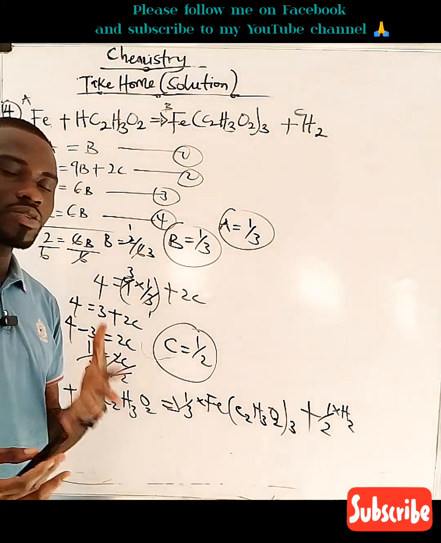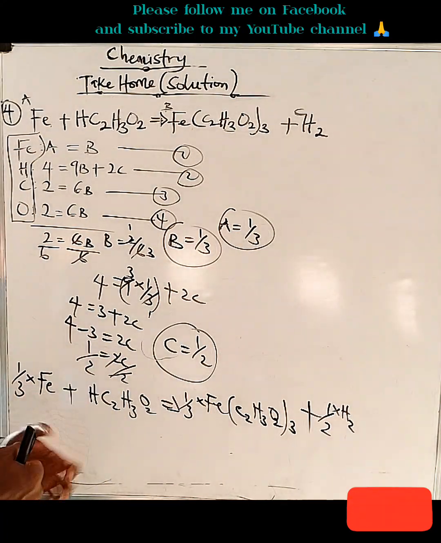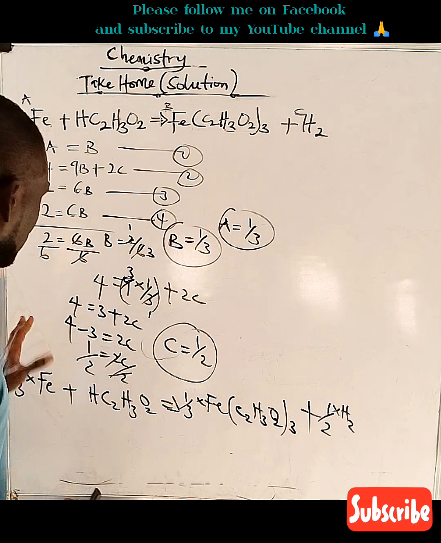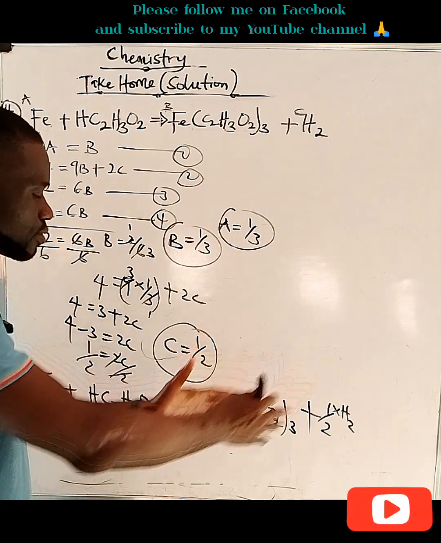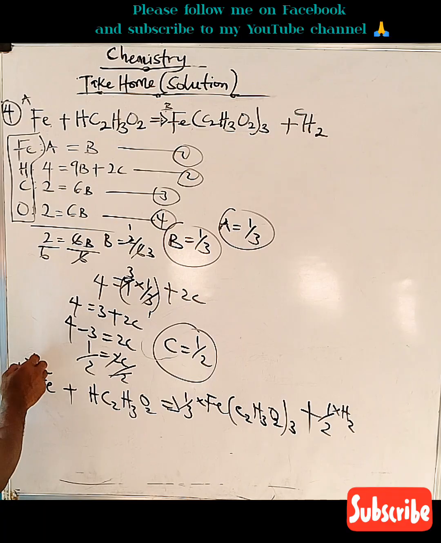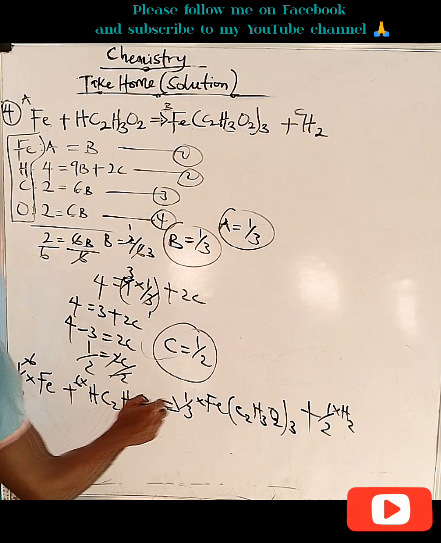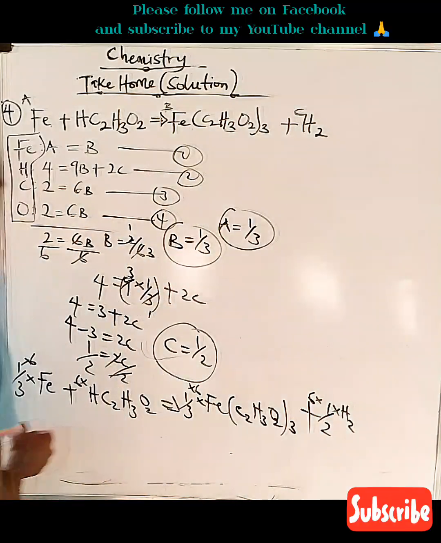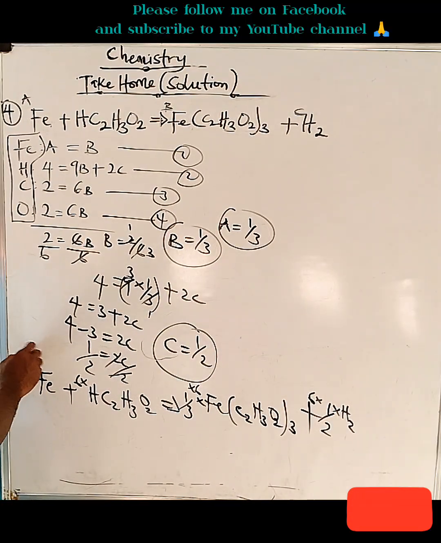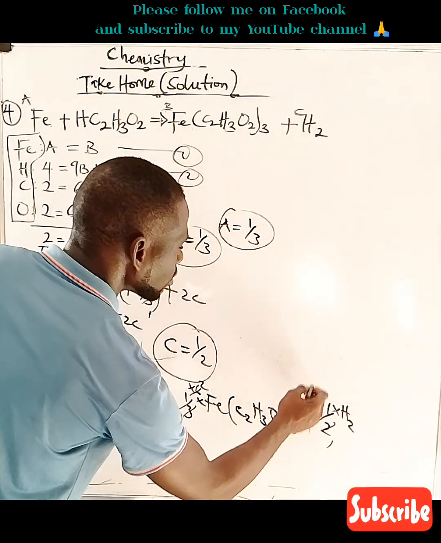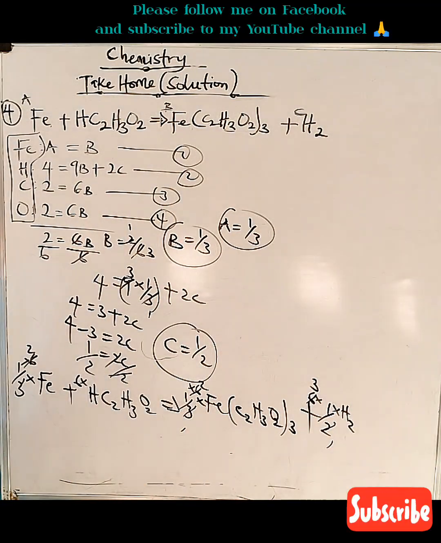So the next thing we're going to do is get the LCM of 3, 3, and 2. So what's the LCM? The LCM is 6. That very 6, you're going to use it to multiply all through the reactant and the product. So there's going to be times 6 on each term. So what do we have? We're done.